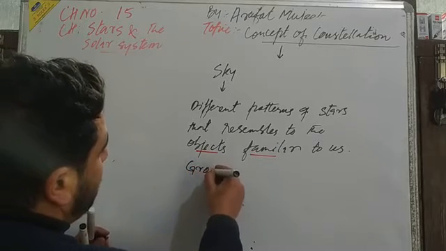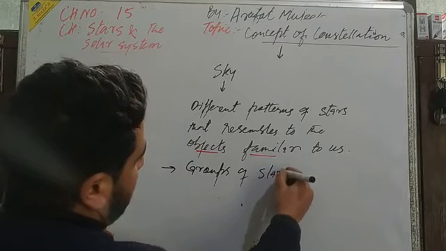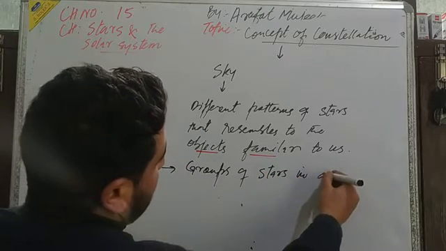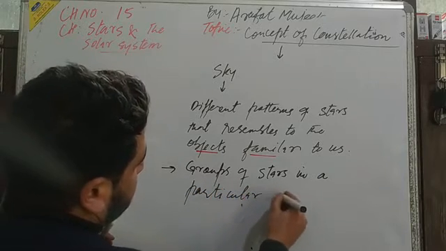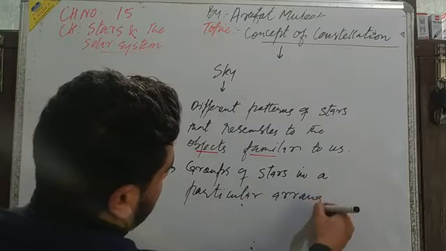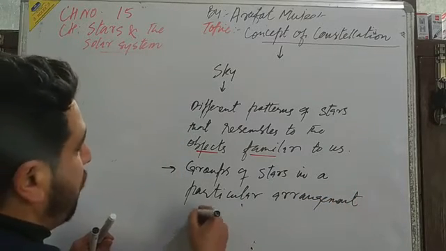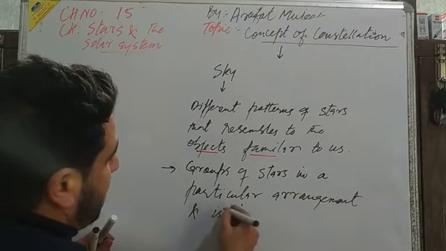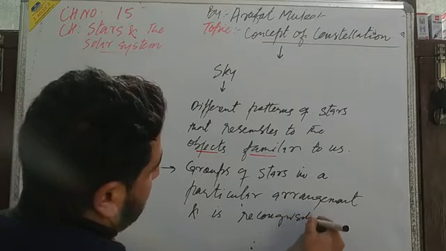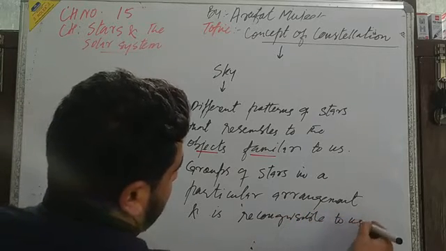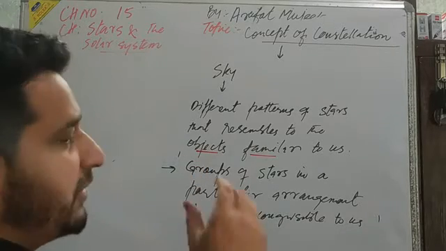When there is a group of stars in a particular arrangement, and it is recognizable to us, that pattern is known as a constellation.